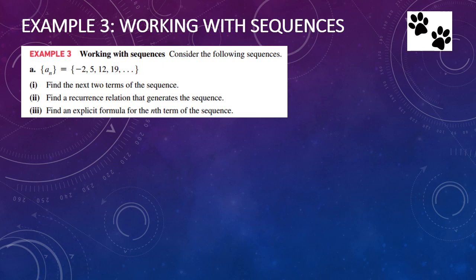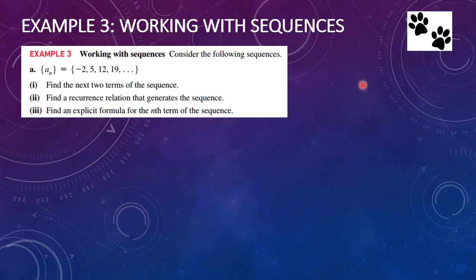So now let's try example 3, where you get to do all kinds of things. Here you're going to find a couple more terms. Then you're going to find the recurrence relation. And then in part 3, you're going to find an explicit formula for the nth term. So see if you can do this. Hit pause and try to find those 3 answers. Get as far as you can, and then hit play and continue on.